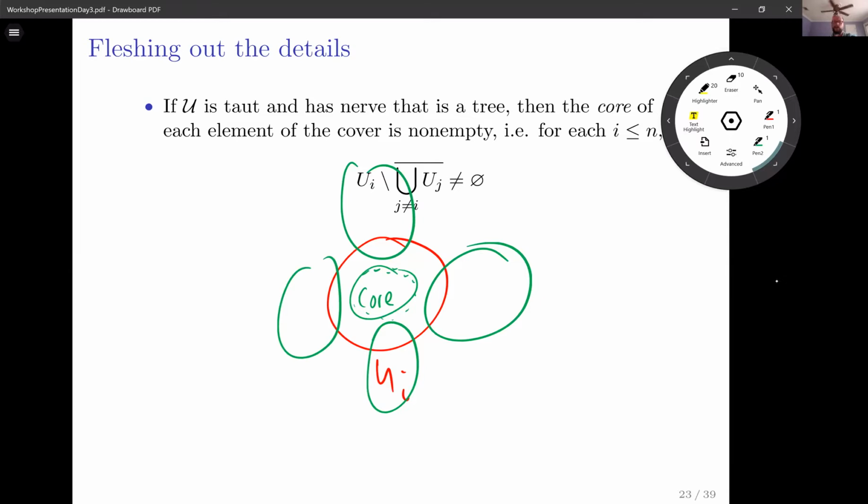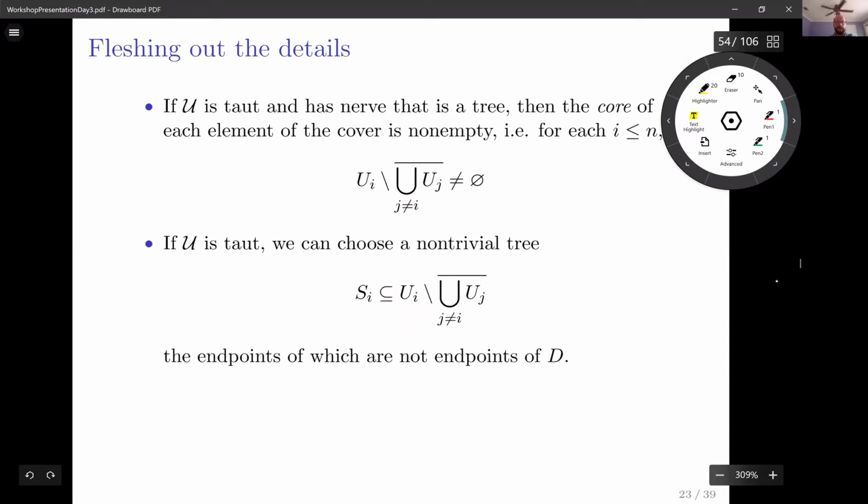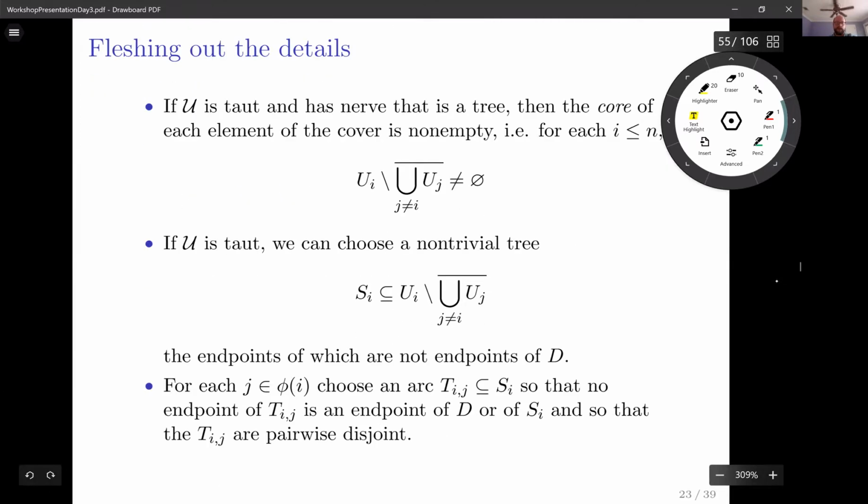Now, UI is the only element of my cover that covers those things. And because it's an open set, I can find a tree in that open set. And when I say tree, an arc is a perfectly fine tree. So I can find SI buried in there. So we choose SI to be a subset of the core, and we choose it so that the endpoints of SI are not endpoints of D. That's easy enough to do. And then we're just going to choose an appropriately large family of subarcs of SI so that no endpoint of Tij is an endpoint of D or of SI, and so the Tij are pairwise disjoint.